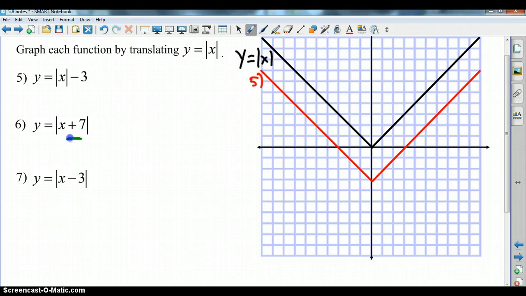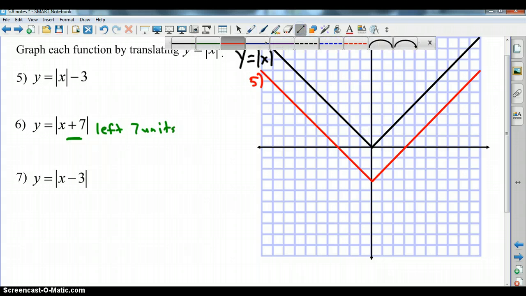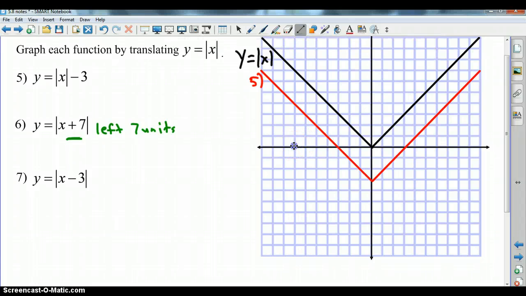Okay, on number 6, y equals the absolute value of x plus 7. I know this plus 7 right here is moving us left 7 units, or 7 spaces. So what I'm going to do is, again, go back. Parent function is here. I need to go left 7. That takes me to here. And the graph will look something like this. Now again, remember that just because my graph ends right here, it's really not the end. Technically, these extend infinitely, so if we were being real precise, we'd have arrows on the ends of these things.